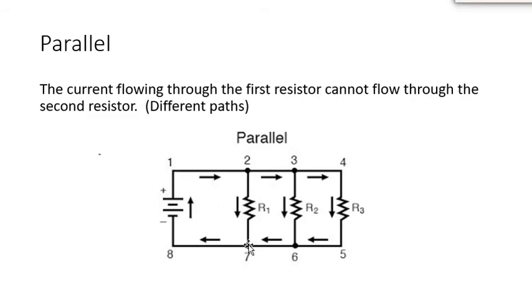If an electron ignores this one and ignores this one and then takes this path, well, that's fine. The charges that go through R3 will never go through R1 or R2. So that's what it means to be in parallel. We have different paths, so no one charge is going to go through 2 of these resistors. Well, if we think about this, the more paths we create, the less resistance we have.